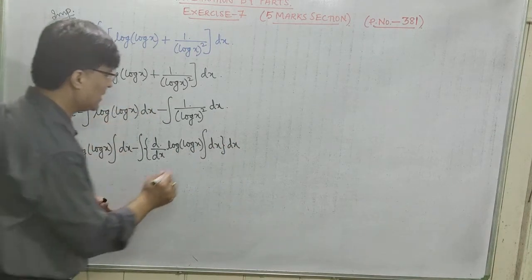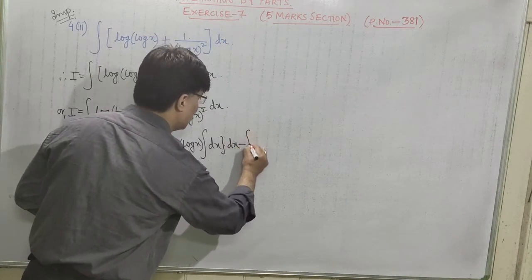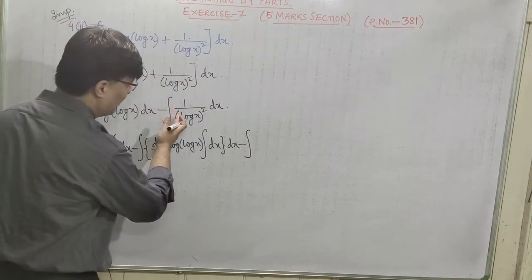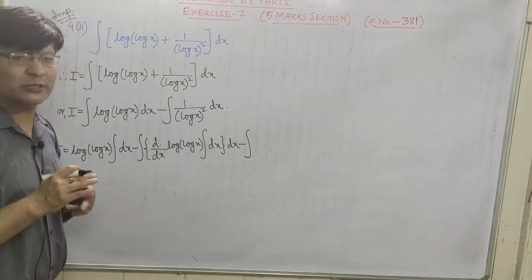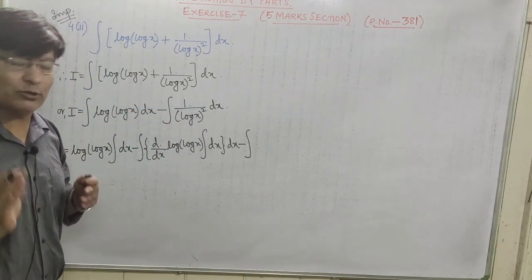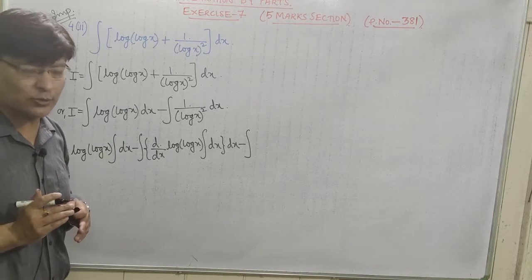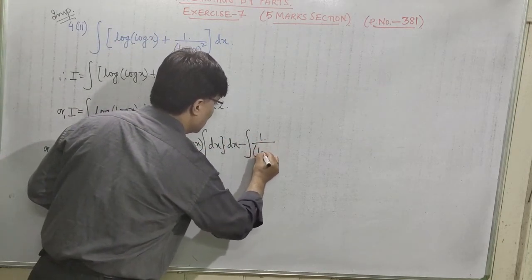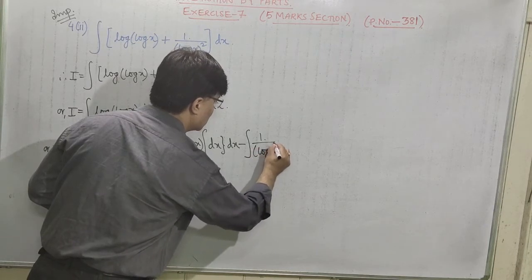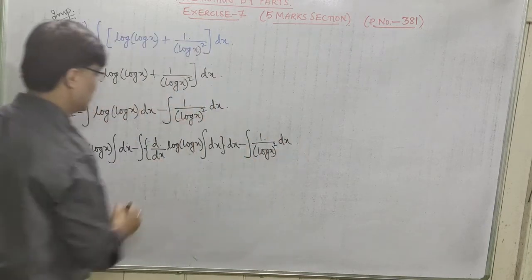Understood? Now the second term is kept as it is. Don't simplify it. If you simplify it, you will not get the answer. Again, if you use integration by parts for this function, it will be complicated and you will not get the answer. So the second term is kept as it is: minus 1 upon (log x) whole square, then dx.